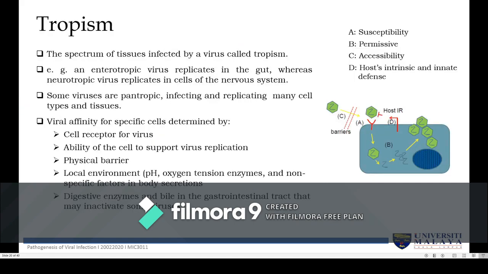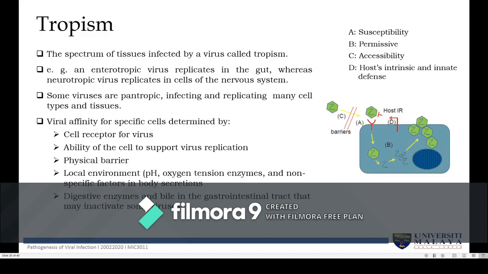Alright, okay, so we're going to talk more on tropism. Tropism is the spectrum of tissues infected by a virus. So there are certain viruses that can only infect certain cells or tissues. For example, enterotropic viruses replicate in the gut, so they can only infect the gut. Whereas neurotropic viruses replicate in the cells of the nervous system. But some of the viruses are pantropic. Pantropic means it can infect and replicate in many cell types and tissues.